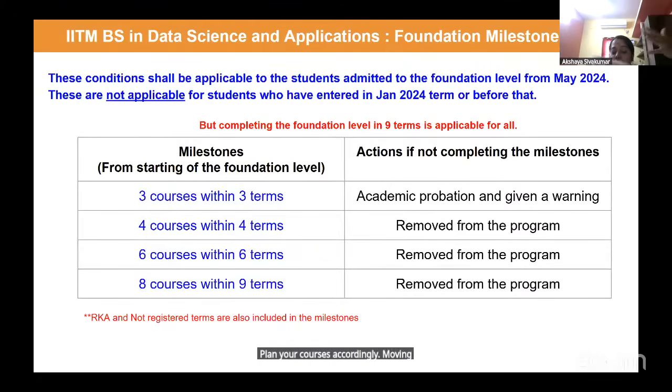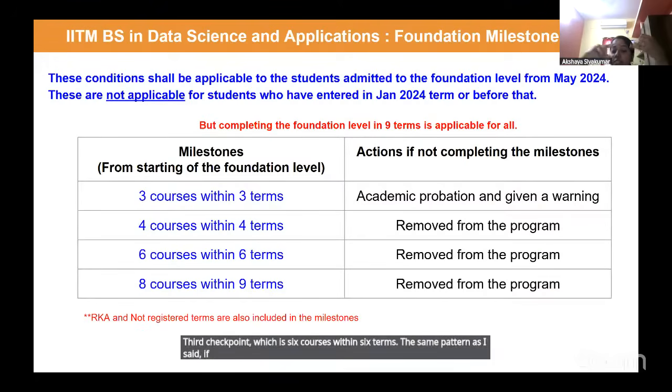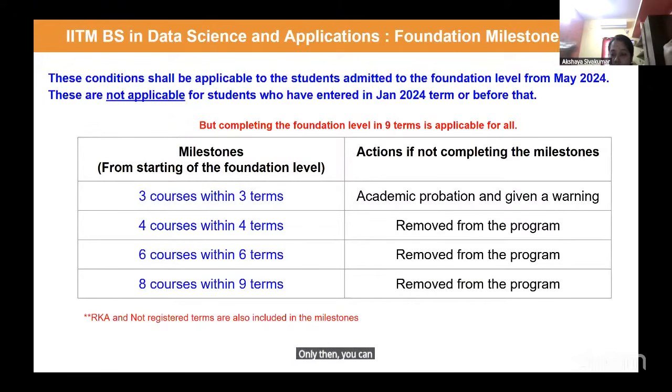Moving on to the third checkpoint, which is 6 courses within 6 terms. The same pattern as I said. If you start in Jan 2026, your 6th term is going to lie in September 2027. Got it? By that time, you should have completed 6 courses within 6 terms. Only then can you progress through the program. The last checkpoint is 8 courses within 8 terms. All these courses within terms are counted from your foundation start level.